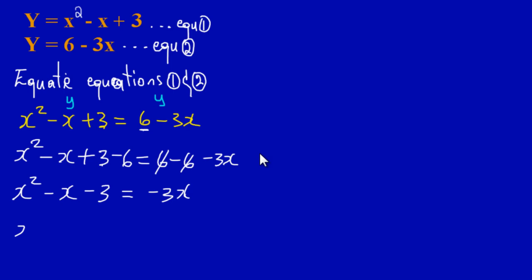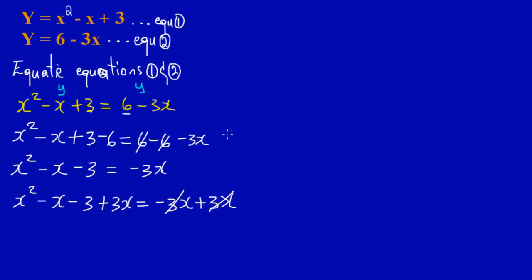So here now I'm going to say x squared minus x minus 3, and since I have a negative 3x, I must add 3x to both sides, okay, and that must be equal to minus 3x plus 3x, okay? What I did to this side, I must do to that side. So I know a positive and a negative 3x will cancel out.